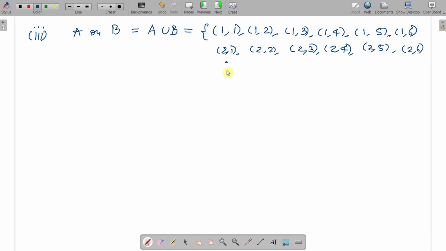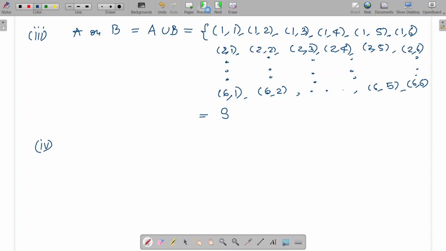So, we can write this like this. So, up to 6 comma 1 it is, okay, then 6 comma 2 here and up to 6 comma 5 and 6 comma 6, okay. So, all the elements of the sample space will be there. So, that means it is equal to the sample space. Now, let us look at the fourth one.